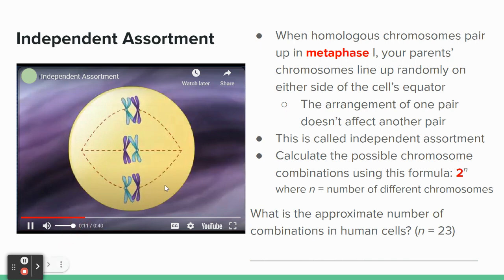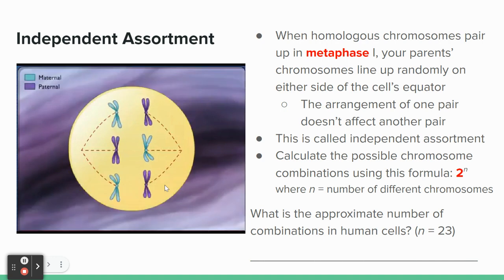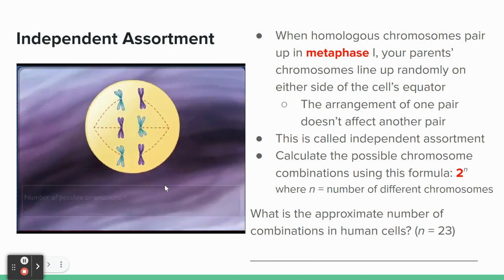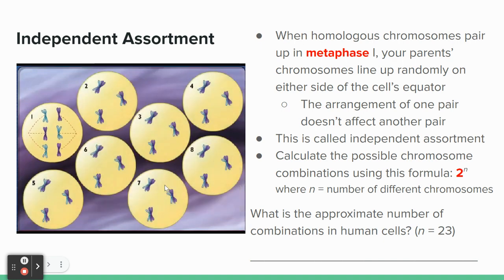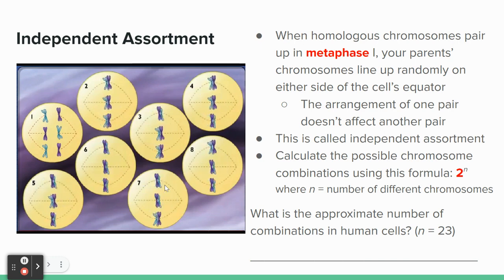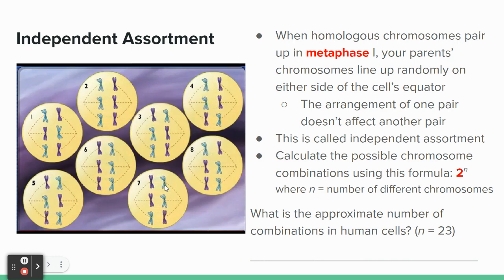So basically, we've got this lining up, and they line up right down the center, and then they separate during meiosis 1. We end up with 2 separated cells. Now, to calculate the possible chromosome combinations, we put 2 to the power of the number of chromosome pairs. In this one, there are 3 different pairs, so we would have 8 possible combinations, and that's what it's showing in this video.